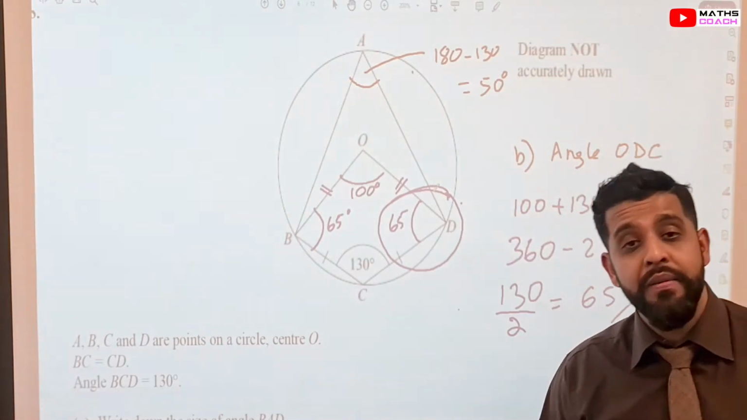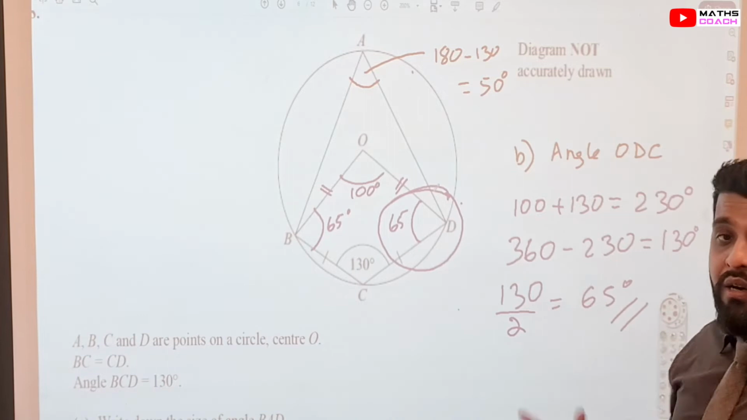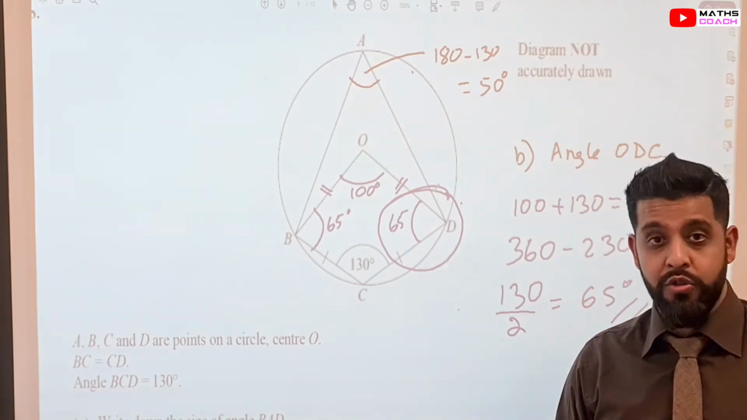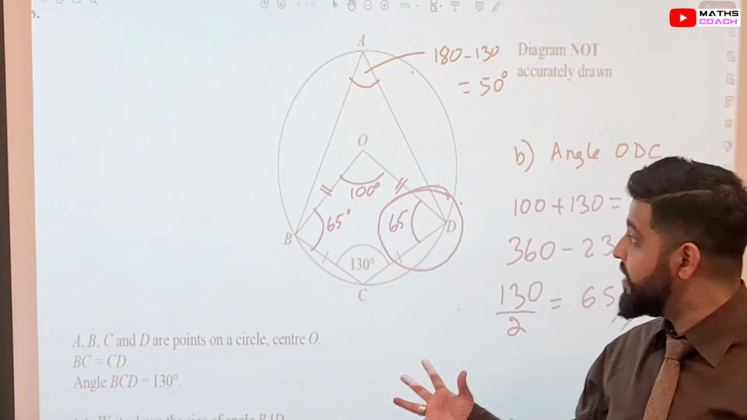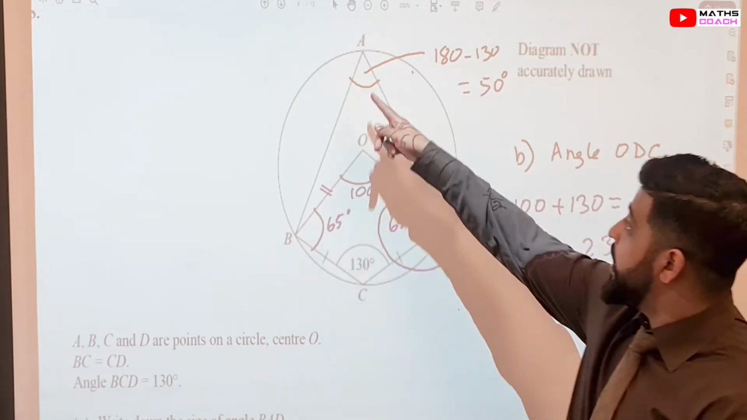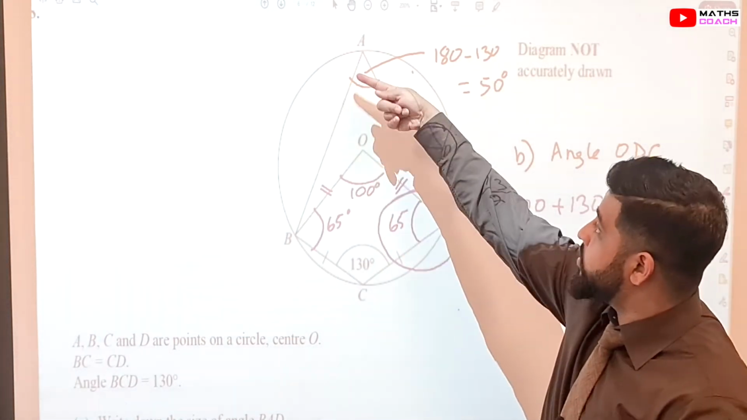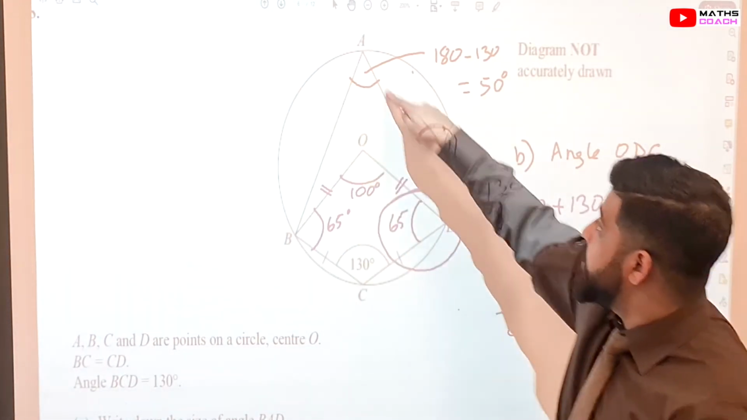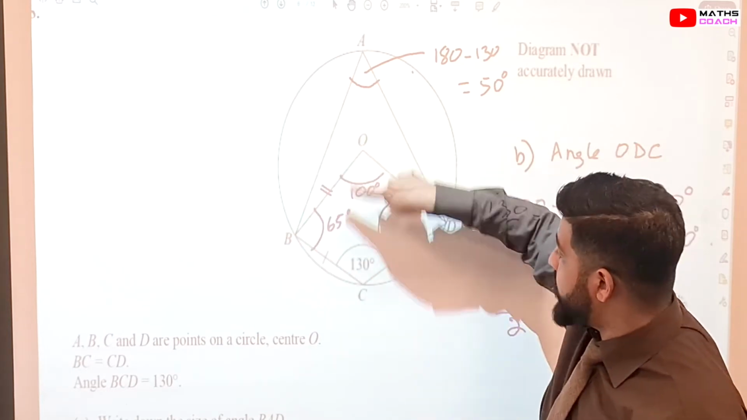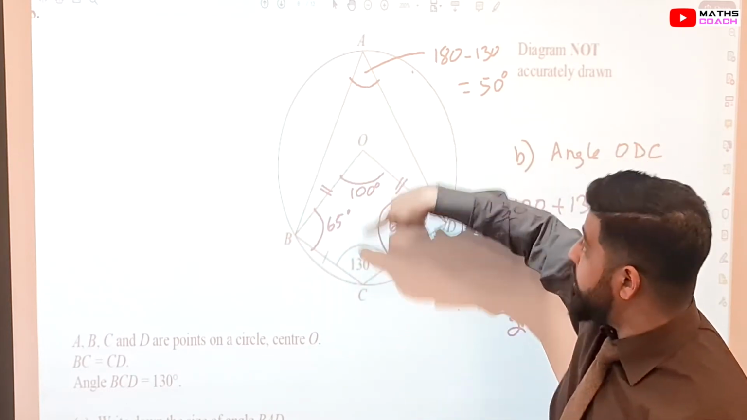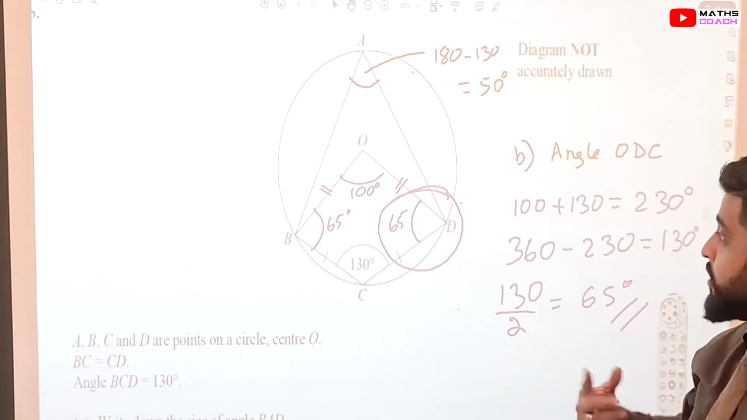As always, remember to give the reasons. Working out alone may not be enough to get you your marks. Make sure you give your reasons for every step of the way. So here where we had angle at the center is twice the angle at the circumference. We had the cyclic quadrilateral, so therefore these two angles adding up to 180, and so on and so forth.